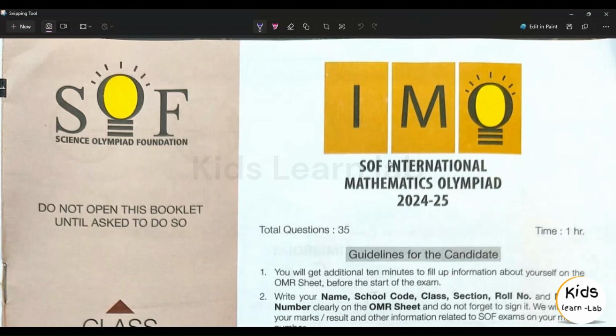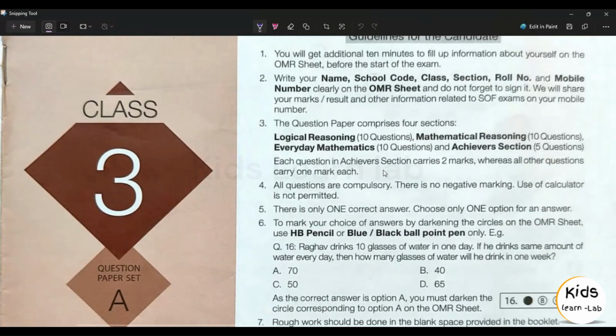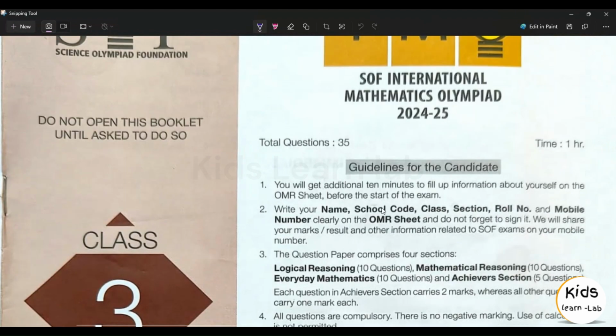In this session, you are going to see the SOF International Mathematics Olympiad of Class 3 question paper set A, which was held on October 22, 2024. You are going to see the answer key. Total number of questions is 35 and time will be 1 hour.